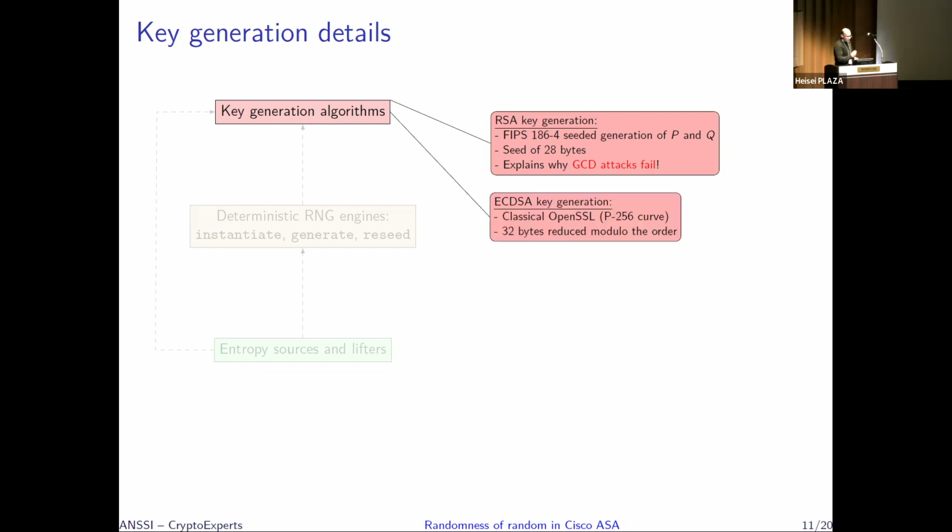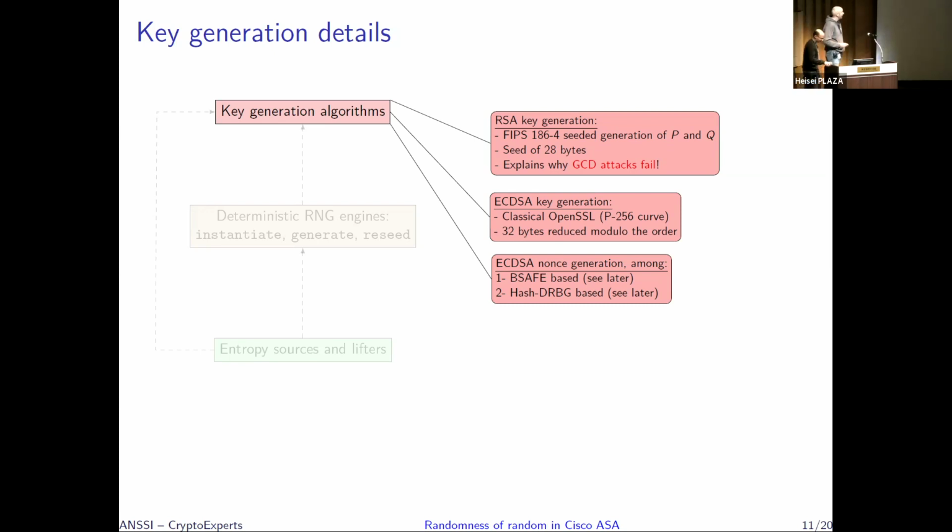Regarding ECDSA key generation, the firmware uses a classical OpenSSL generation over the NIST prime curve, and it reduces it modulo the order, so nothing new here. And regarding the nonce, we have two paths for generation that we will explain later. We have the BSAFE based part and a hash DRBG based path. And now I let Arnaud explain all this.